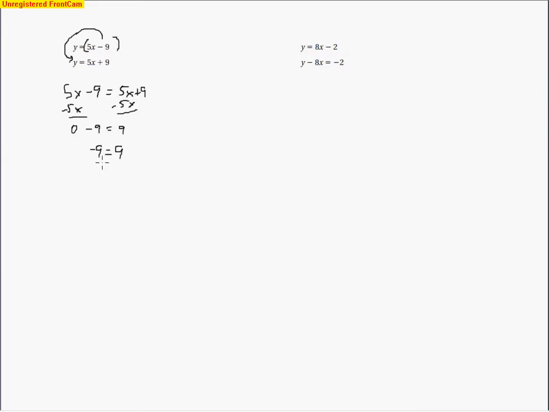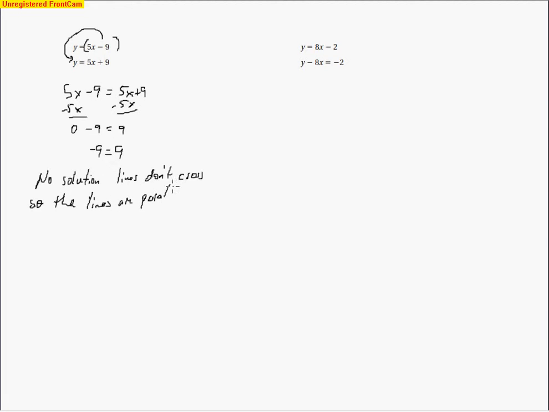So these numbers don't equal. So this is a no solution. What no solution means is the lines do not cross. And if the lines don't cross, that tells us that we have parallel lines. So the lines are parallel.